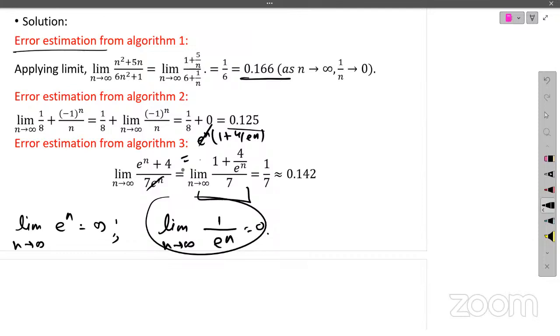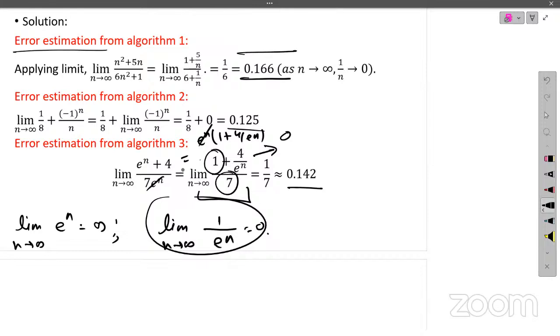We have this term, and if we apply the limit, 1 remains as it is because it is a constant. Similarly, 7 remains as it is because it is a constant, and this limit will go to 0 because it is a 1 by e to the power n kind of limit. So it will go to 0. So the answer will be 1 by 7, approximately 0.142. So these are the errors.